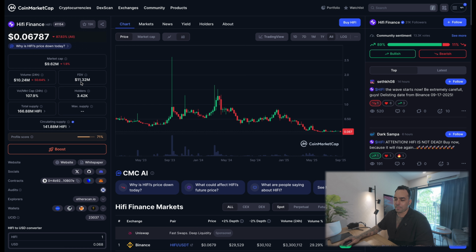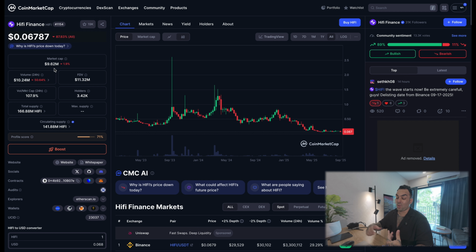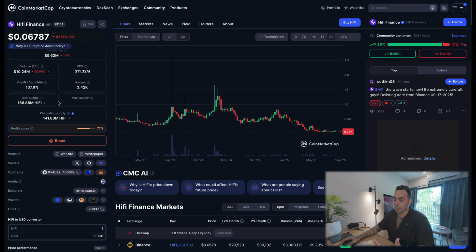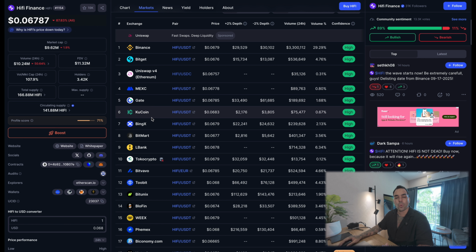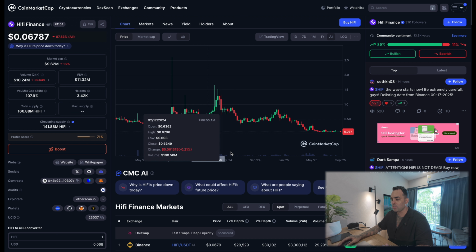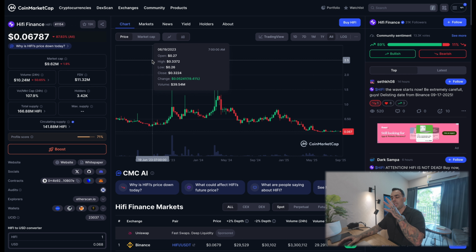FDV is going to be $11 million, 9.6 million, so there is a lot of coin circulation. The volume is $10 million. We have really good listings, including Binance, BitGet, MEXC, Gate.io, KuCoin, like pretty much every exchange. So this one is actually good enough.